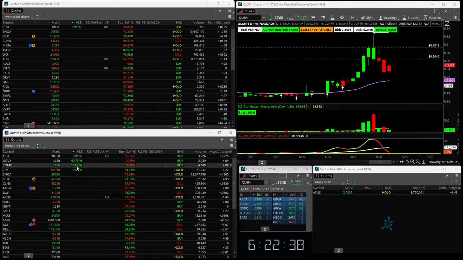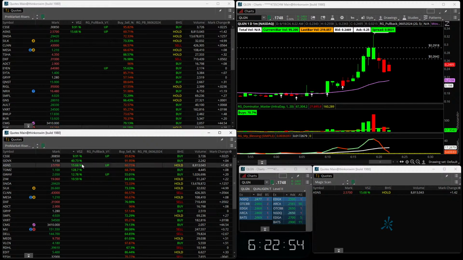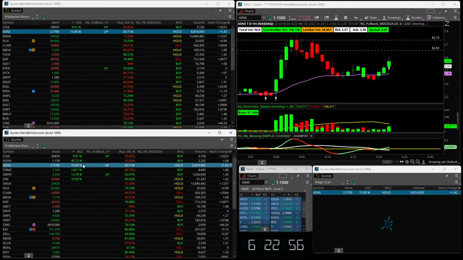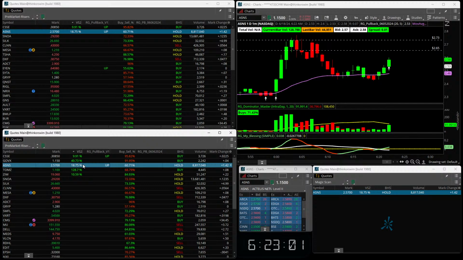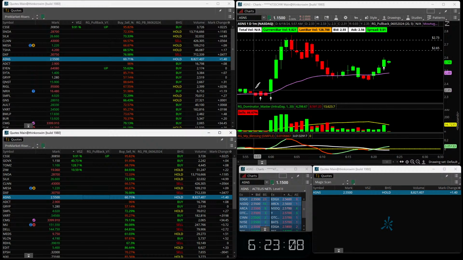Watching these volume spikes when they happen, not currently seeing anything. ASNS making another push to the upside. Be very careful here. We are on the back side of the trade. This is the front side. This is the back side.